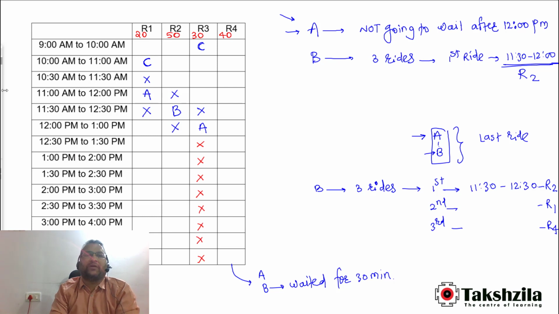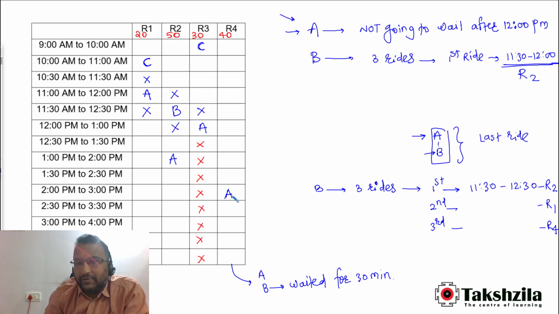So from this, what we can conclude over here is, after completing ride 3, immediately A will take ride 2. So A will start ride 2 at 1 o'clock. 1 o'clock to 2 o'clock A will complete ride 2, and then 2 o'clock to 3 o'clock A will complete ride 4. So now over here what is going to happen? Let's have a look at it. Listen to me carefully. A will start ride 4 at 2 o'clock to 3 o'clock.